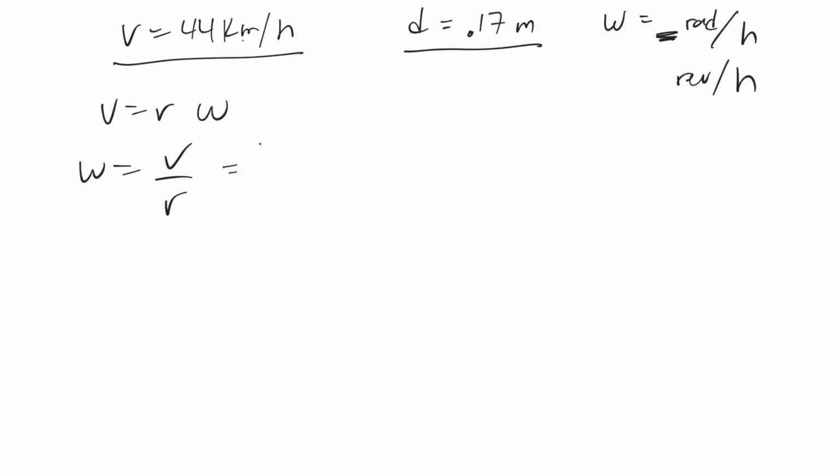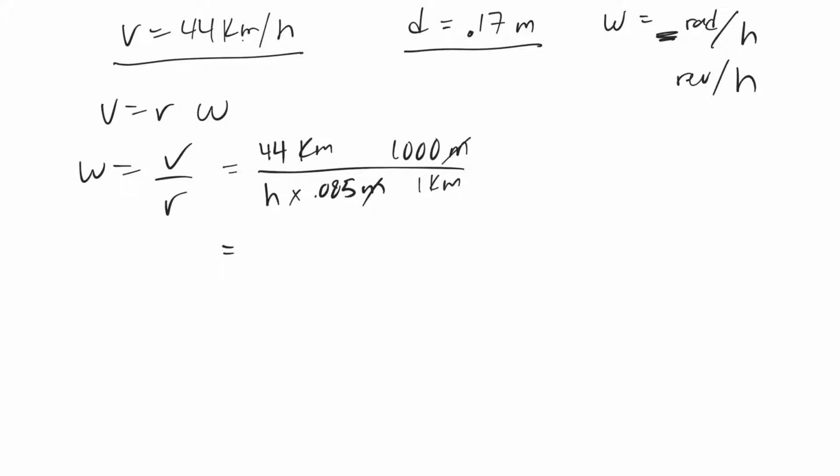So the velocity is 44 kilometers per hour. And the radius is, what would that be, 0.085 meters. Now, a couple problems here. One problem is that kilometers and meters don't match, so I'm going to change that. So 1 kilometer is 1,000 meters. So that'll change that piece of it.